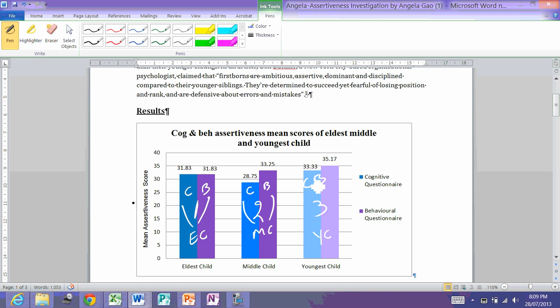Now, I want you to compare, let's change the color. I want you to compare this with this and this with that. That is your number 4. So what are you doing in number 4? You're comparing the cognitive questionnaire between the eldest, the middle, and the youngest child. Okay, and then you compare as number 5, this with this and this with that. That's your number 5. Okay, if we see numerical values here, I want you to compare.